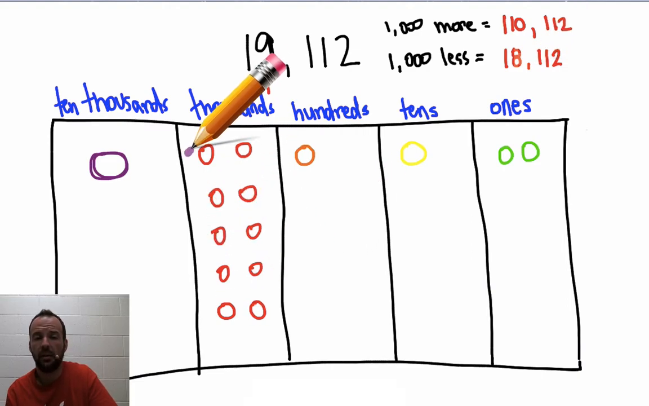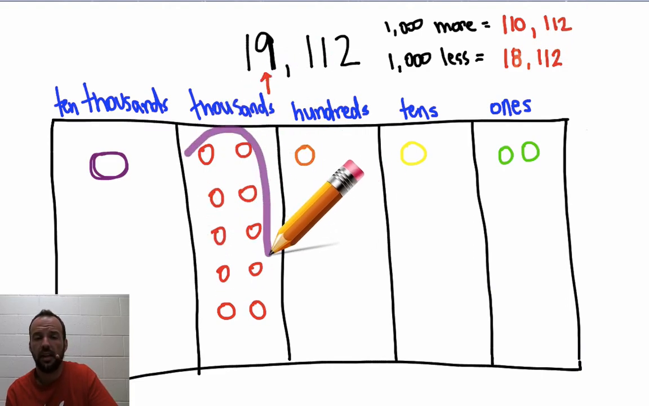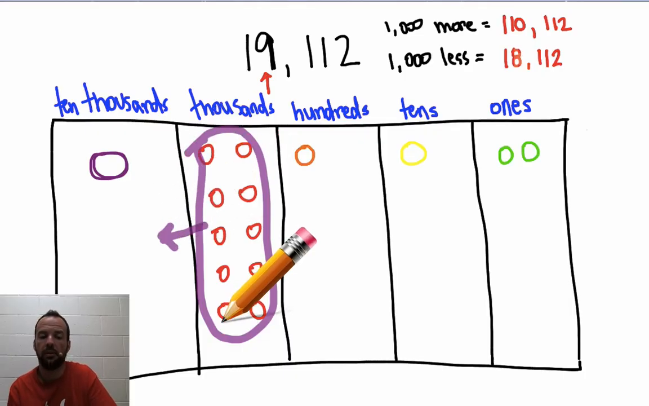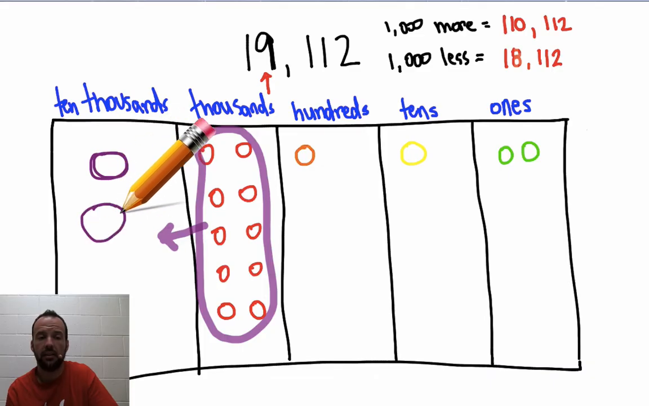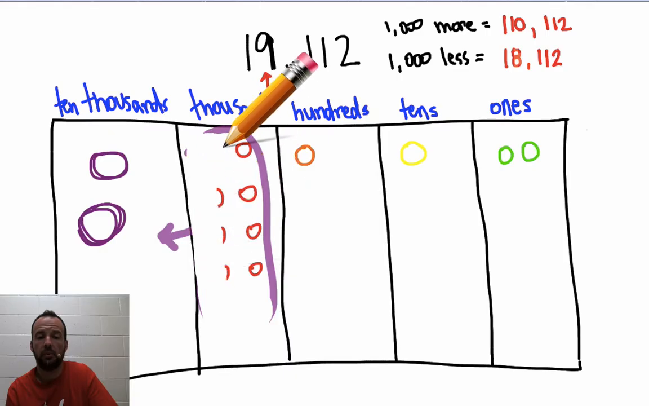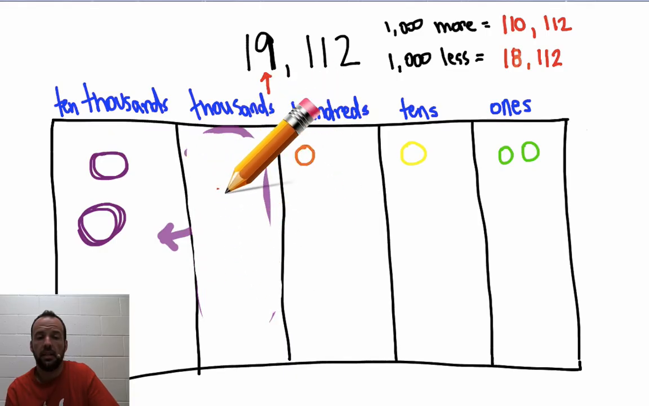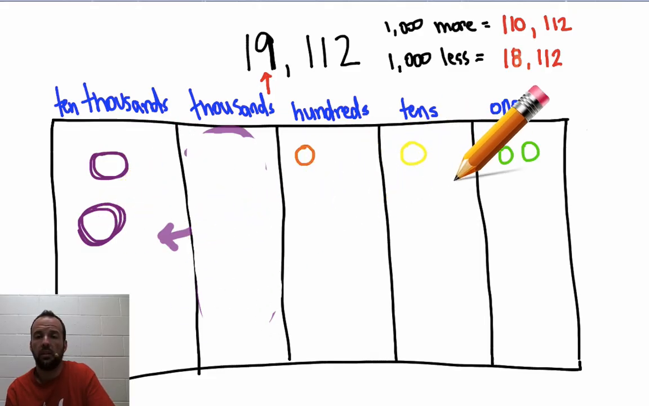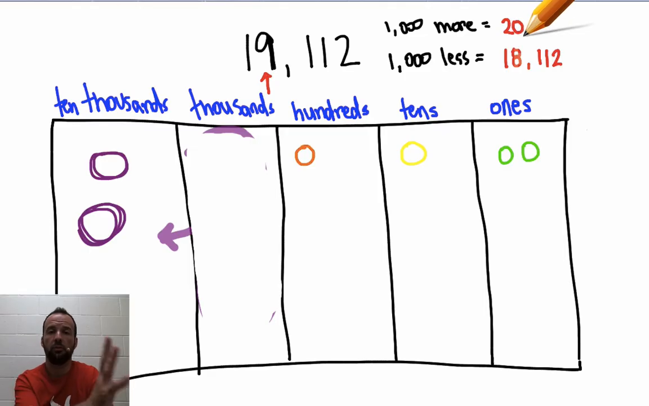What I have to think about is the 9,000s that I had. When I added in that extra 1,000, it actually went up to 10,000s, which I can regroup into 10,000, right? Which would mean I would add a 10,000 here, all right? And these guys would all go away because I regrouped them and moved them over. My 10,000s here, I regrouped into one 10,000. So now, looking at my 1,000 more, it's actually going to be two 10,000s. I don't have any thousands anymore because I regrouped them all and moved them over.